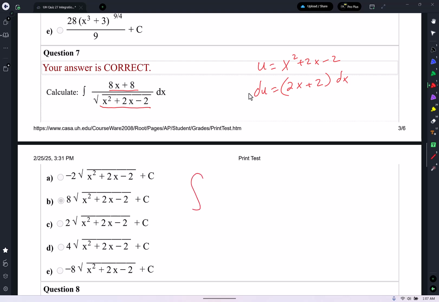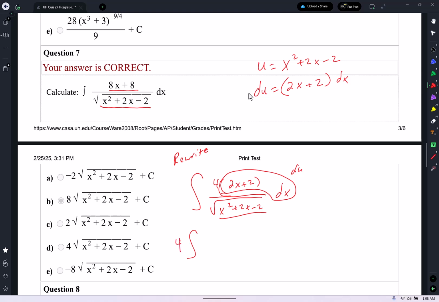So here's my integral. I'm just rewriting it. I'm not balancing it out because I don't need to. 4 parentheses, 2x plus 2, close it, over square root of x squared plus 2x minus 2 with a dx on the side. And there it is, guys. So this is my u, and all this right here, 2x plus 2 dx is your du. So I'm going to write integral. I'm going to put that 4 on the outside, and I'm going to have 1 over square root of u du.